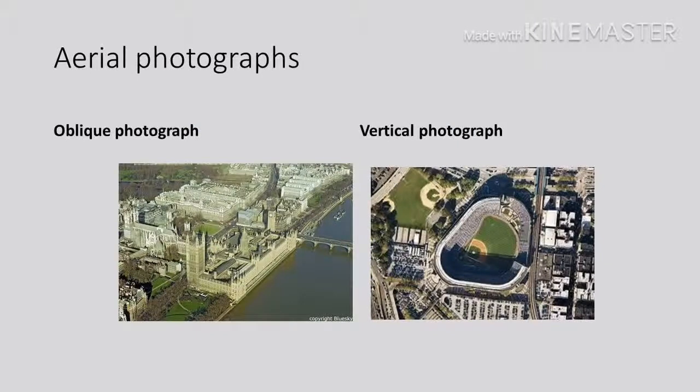Oblique photos are photos taken from a camera pointed at an angle to the ground. They tend to provide more details in the background than landscape photos, but features appear smaller than those in the foreground.